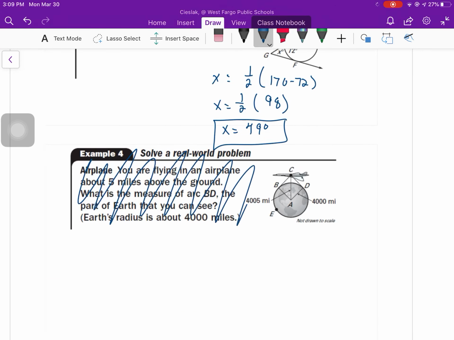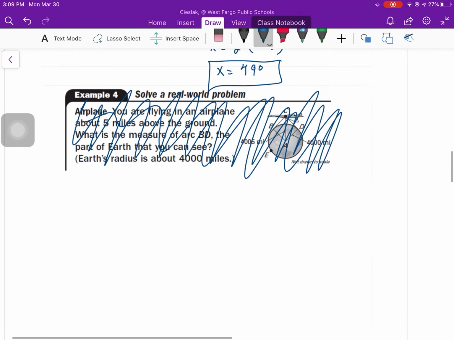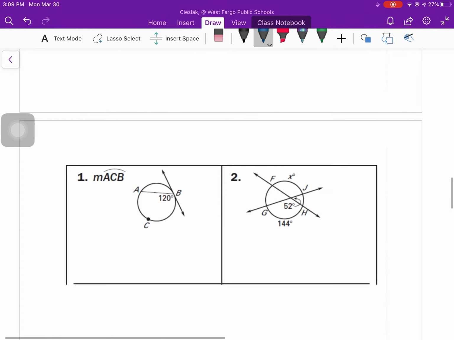Okay, and this one is kind of a pain in the butt. I think all that's going to do is confuse us and take a lot of time, so we're going to skip on over that one.